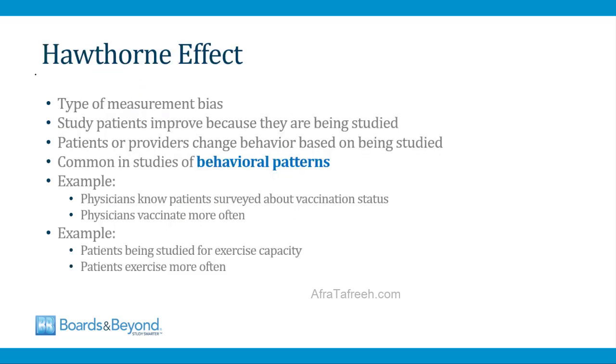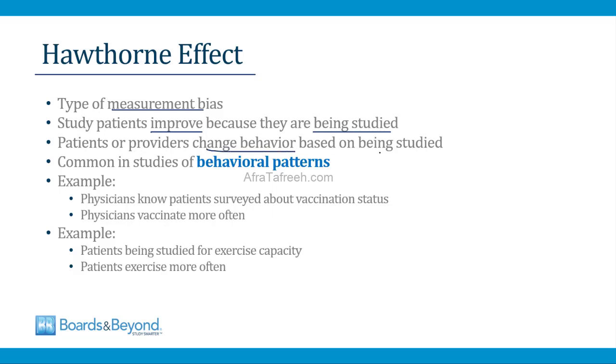Alright, moving on, let's talk about the Hawthorne effect, which is another example of measurement bias. This occurs when patients who are being studied improve because they're being studied and monitored. This can happen if patients or the providers taking care of them change behavior based on the fact that they know they're being evaluated. And this is common in studies of behavioral patterns.